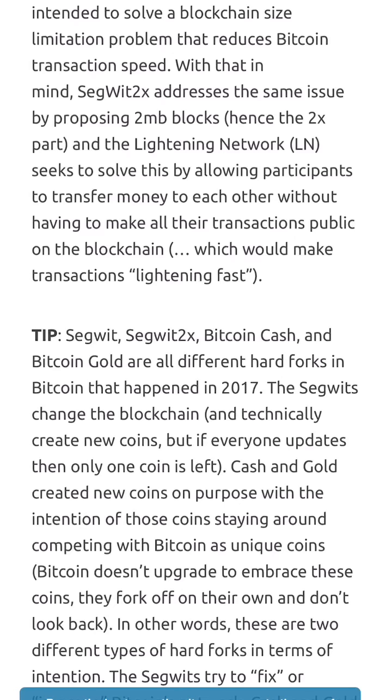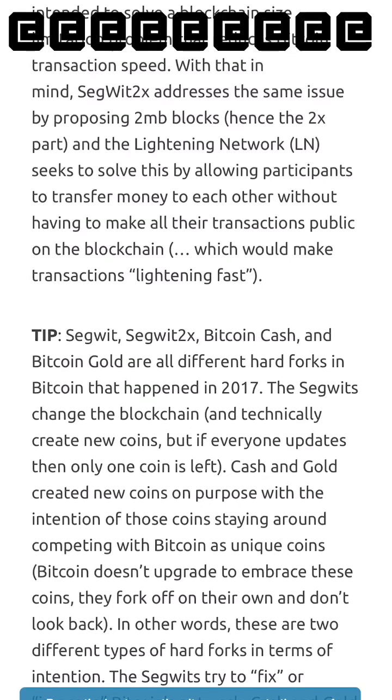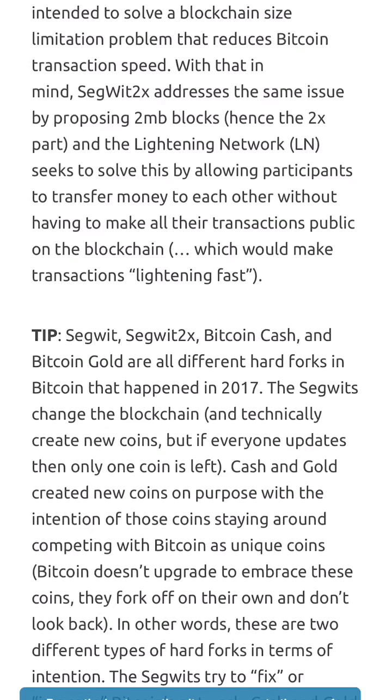Have y'all used it? I do know that you can implement SegWit on the Nano, and you can do faster transaction times that way.